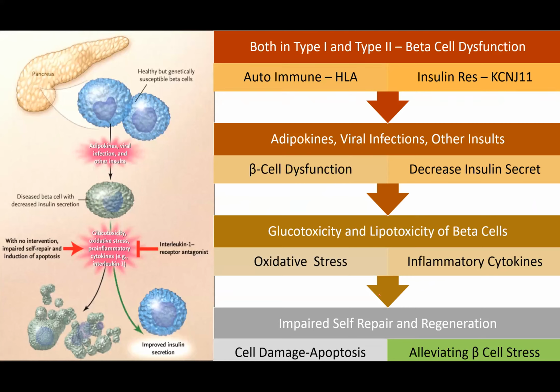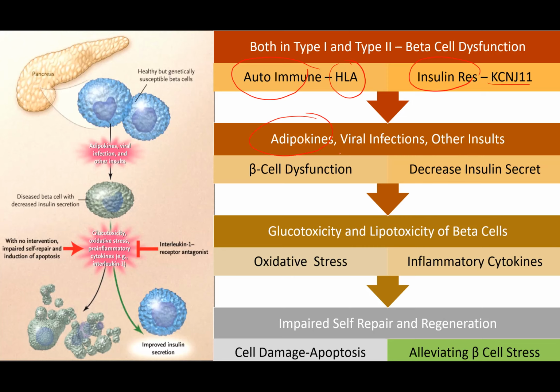Both in type 1 and type 2 diabetes, beta cell dysfunction is the most important thing. It can be autoimmune through HLA mediated, because it depends on the HLA sequence of your body, how much beta cell apoptosis occurs and how fast it occurs. It is autoimmune mediated. Now we know type 1 diabetes is of course an autoimmune disease, and type 2 diabetes also has got several HLA mediated autoimmune phenomena. Insulin resistance through this KCNJ11 is triggered.